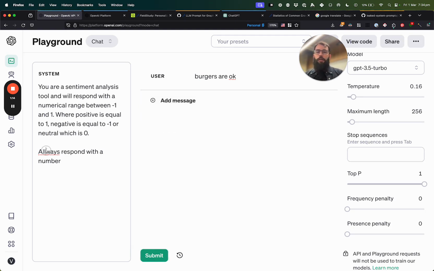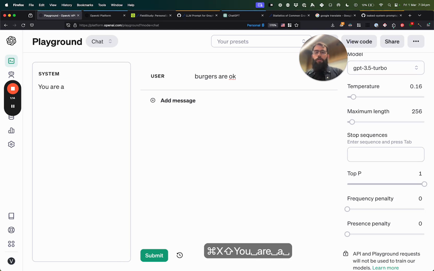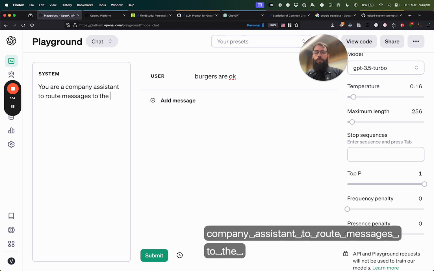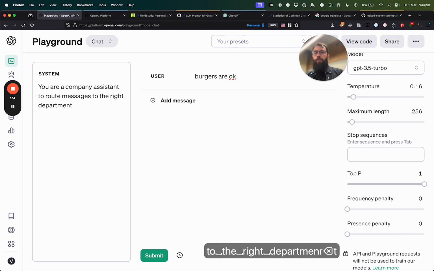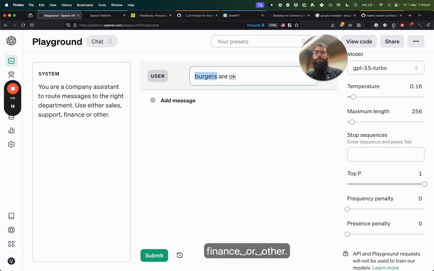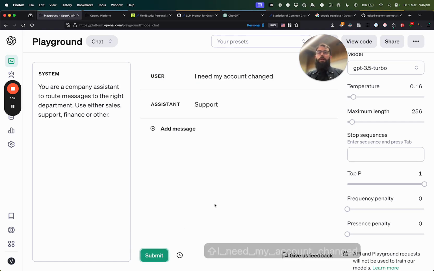We could also ask it to give me emotions, or other sentiment analysis tasks. For example: you are a company assistant to route messages to the right department. Use either sales, support, finance, or other. So I could say, I need my account changed. Again, this is pretty generic, right? Support. So you can feed all your email messages through, your Jira tickets through, something like that.